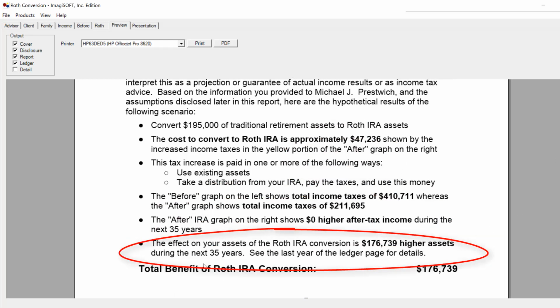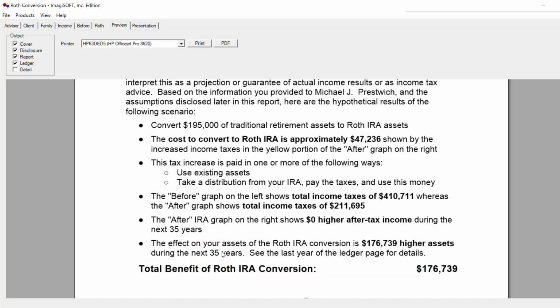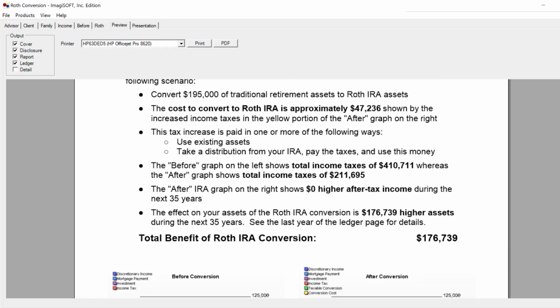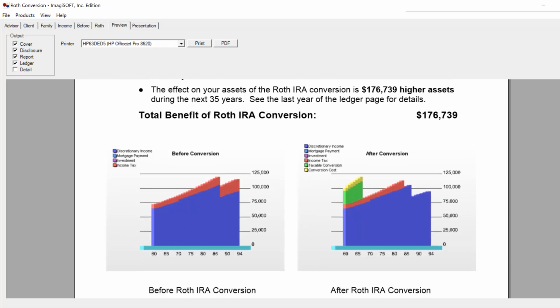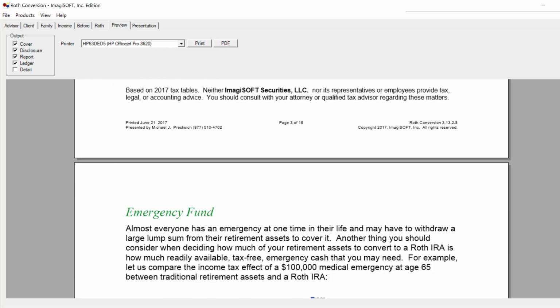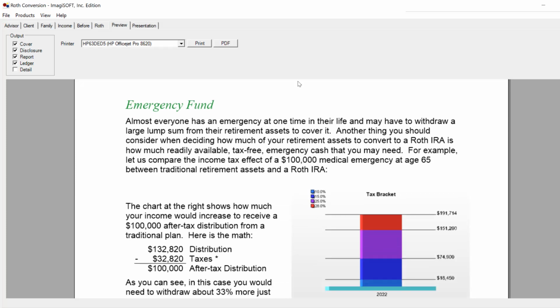And then the assets is $176,000 higher during the first 35 years. And so that's the total benefit, is that higher assets, because we have matched the income pretty much dollar for dollar. Now there's other advantages of doing a Roth conversion. There's the graphs that we showed earlier. One of them is this emergency fund. Let's say someone needs a hip operation, or someone ends up in a nursing home and they need $100,000.